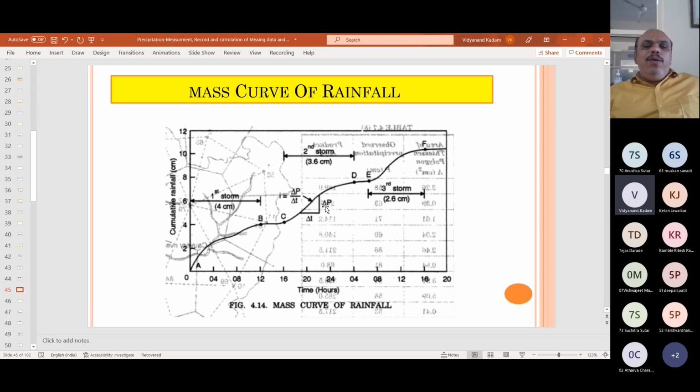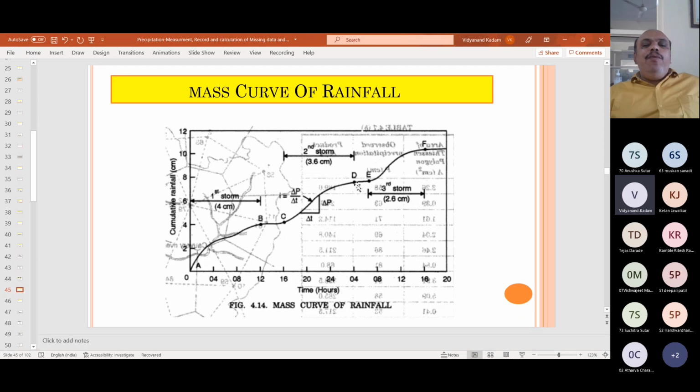So from this mass curve of rainfall, not only do we get the total rainfall, but also the total rainfall for various rainfall sessions, for various storms. Also we can identify the dry spells. Dry spell means there is no rainfall. In this figure, from point B to C, we can see a horizontal line. What does this horizontal line indicate? This line indicates that there is no addition of water. So there is no rainfall from point B to C.